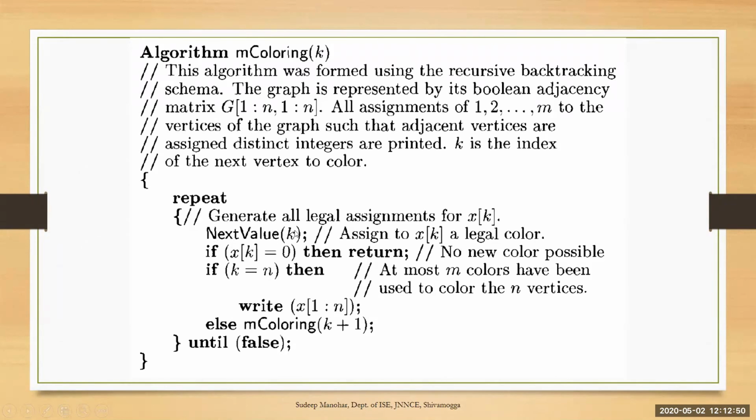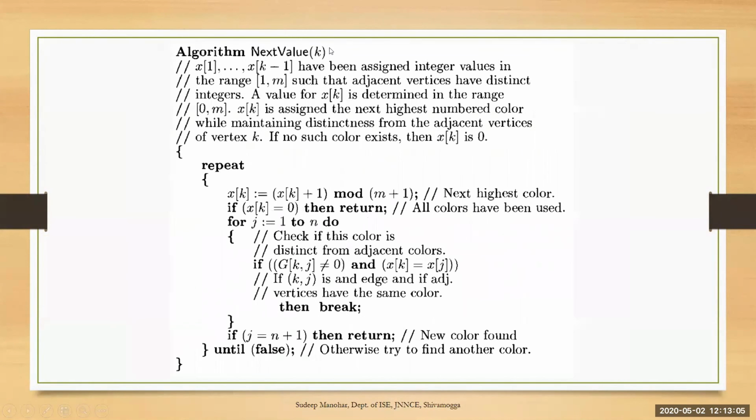Now, next value of k. So this is one more function. Next value of k, what it does is it will assign one color for k, which is a legal color. So we'll see that function. Next value of k takes x of 1 to x of k minus 1. For example, in the graph that we have seen, the number of vertices is 4. So k can have a maximum of 4 values: k equal to 1, 2, 3, and 4.